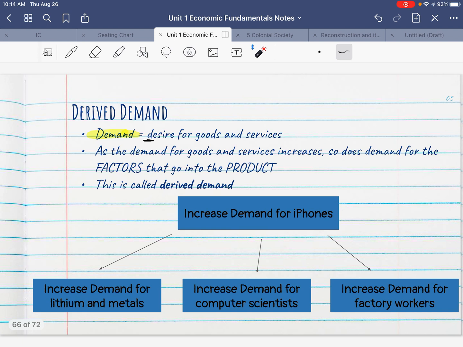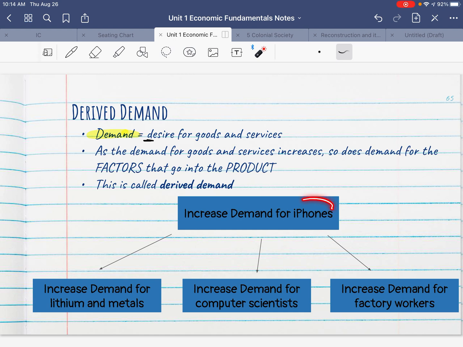So to understand all this, we need to know what derived demand is. Demand itself is just desire for goods and services. So demand equals desire is how I remember it. They both start with D. And as the demand for goods and services increases, so does the demand for the factors that go into the product. Here's what I mean by that.